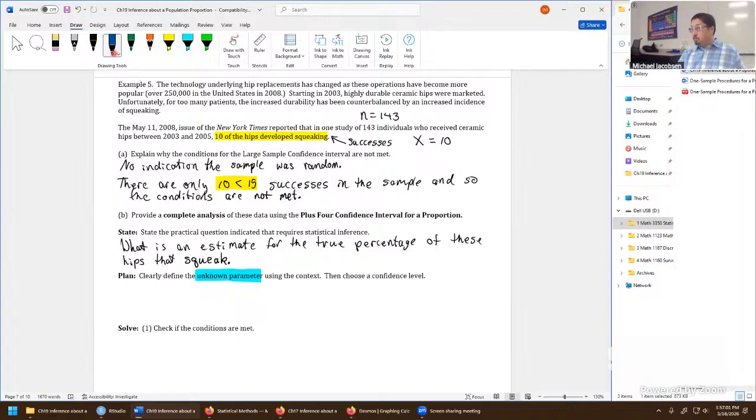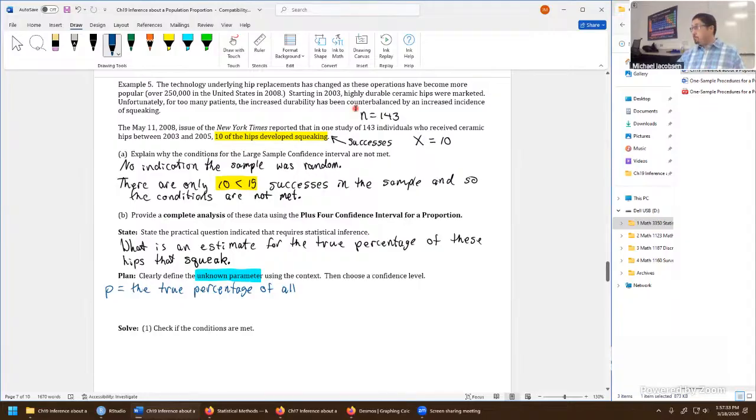Because the data is categorical, we begin by saying p. If I said true percentage here, you can change that up. You could say population proportion, population percentage, but I'll parallel that language. p is going to be equal to the true percentage of all. We want to mention what is the population. It would be not the 143 people with the hip replacements.